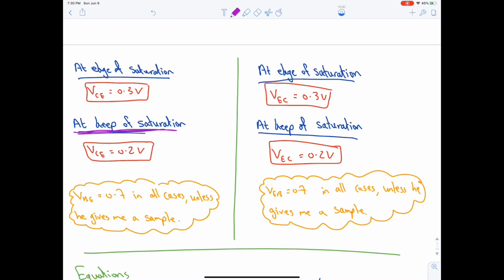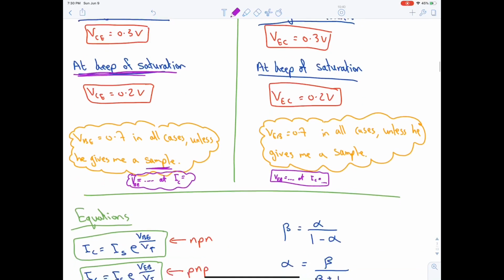One more point before I give you the equations. VBE is always equal to 0.7 unless I am given a sample. What's a sample? A sample is whenever you are given a V at I. Do you remember this from chapter 3? This is a sample. Whenever you have a V at I. Here it's VBE and IC. Here it will be VEB and IC. We will see later. Okay, and that's a sample.